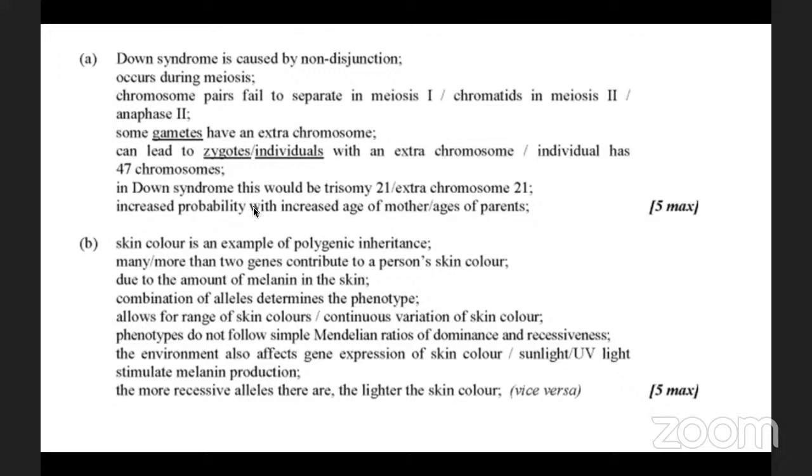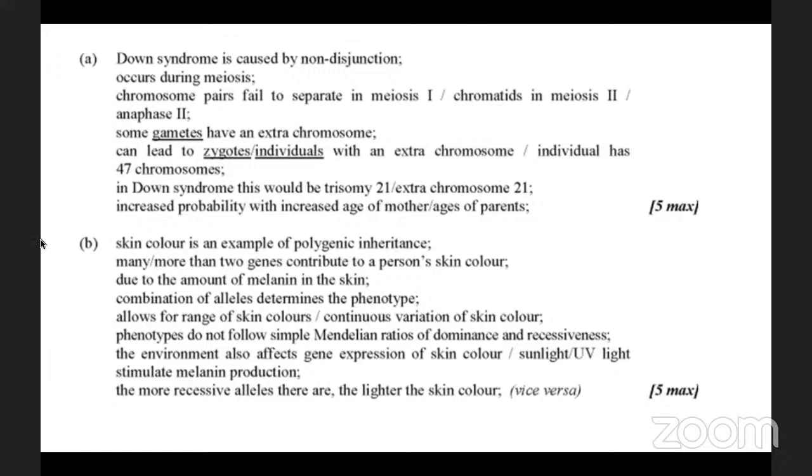The probability of having Down syndrome increases with the age of the mother, with the age of parents. Meaning to say that as parents get older, there is an increased probability of Down syndrome. Why? The question didn't ask for why, but if you want to know, it's because of genetic mutation that might cause some failure in the formation of microtubules. Okay. Any problem for question number A?